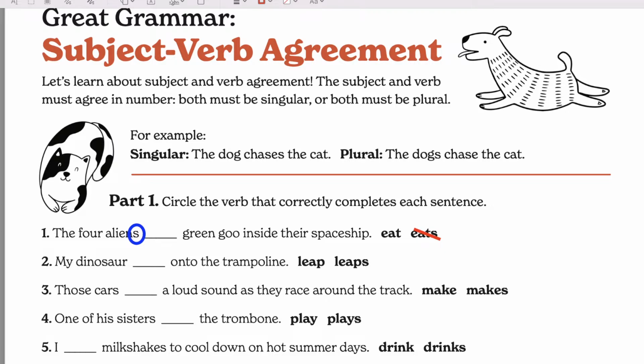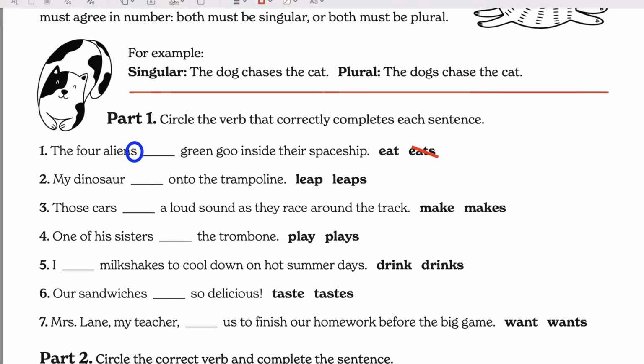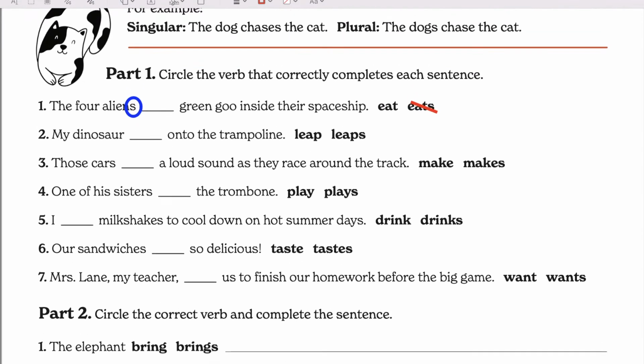When the subject is singular, as in the first case, the dog, there is an S on the end of the verb chase, and it becomes chases. When the subject is plural, dogs, the verb chase has no S. The dogs chase the cat. So there are your sentences for subject-verb agreement.